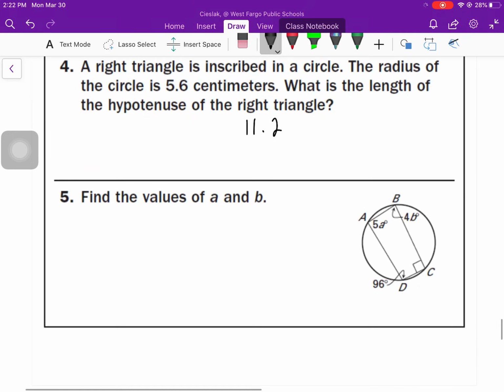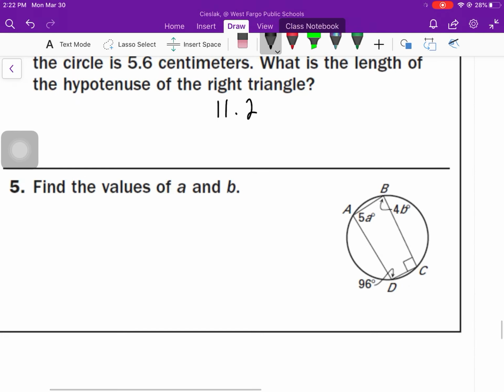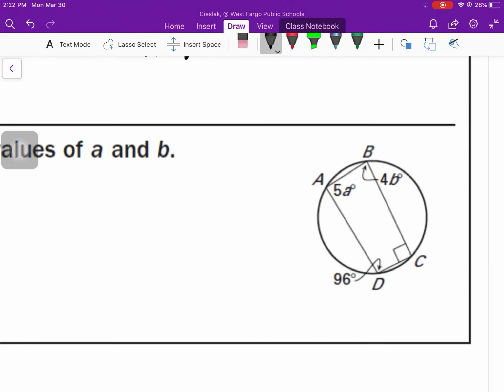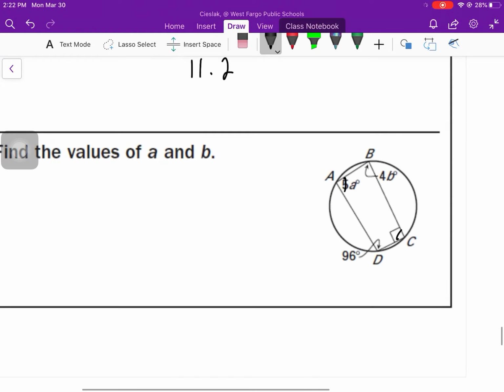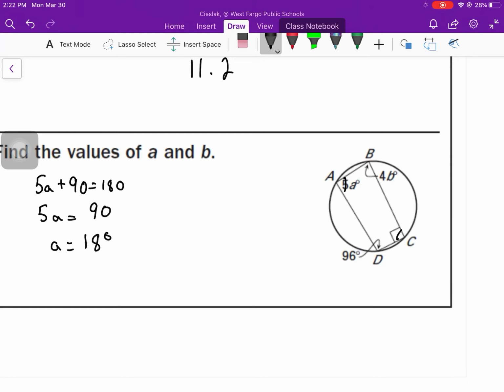Okay. Number 5, find the values of A and B. So let's take a look here. I've got a quadrilateral here, so I know that this one and this one together have to get you to 180 degrees. So I could say that 5A plus 90 is equal to 180. So 5A is equal to 90. A would be equal to 18 degrees.